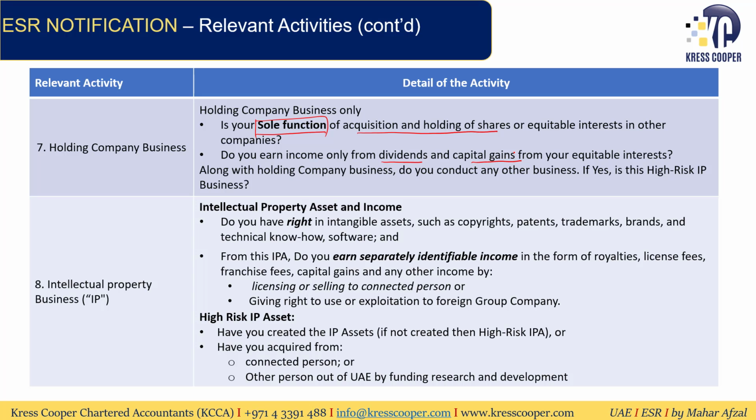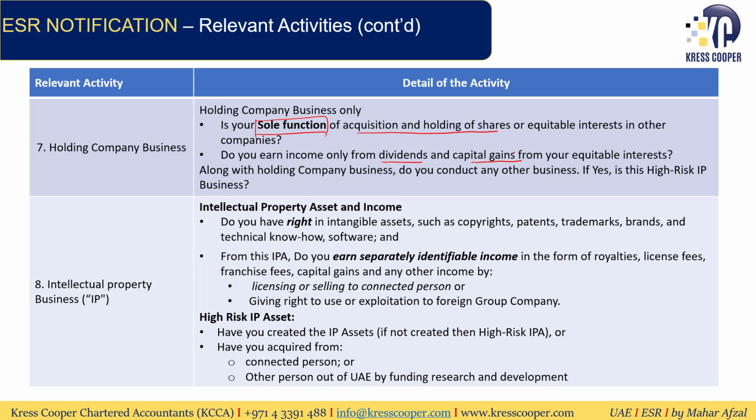If the licensee is conducting any other activity along with this holding company business, then we need to look into whether this activity is a high risk IP business or a non high risk IP business, and the treatment will be based upon the other relevant activity conducted by the licensee.